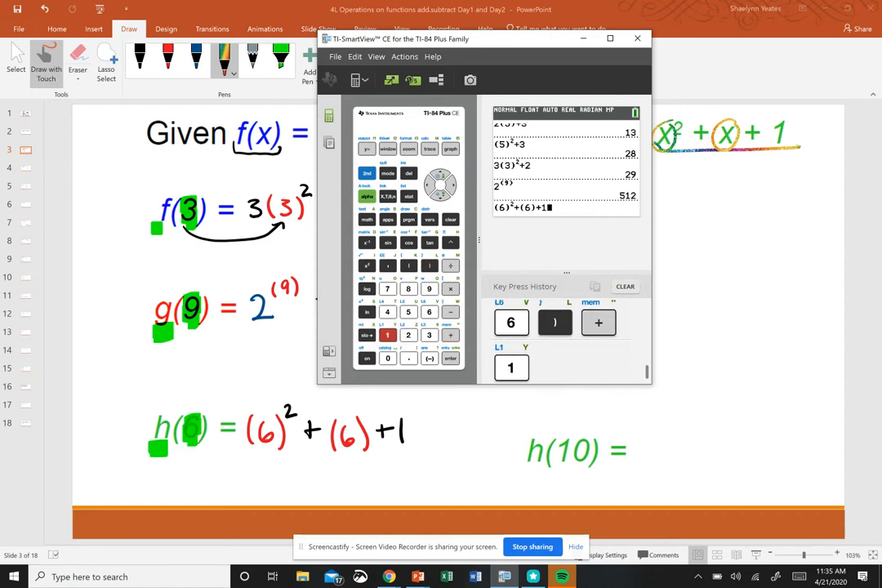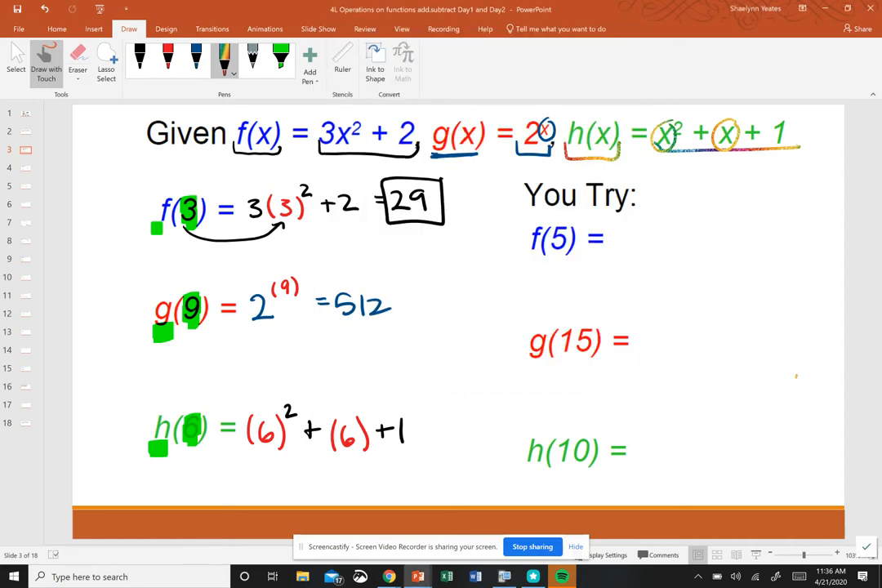Some of you might have recognized that some of these parentheses are redundant. The problem is when you're plugging in a negative number, these parentheses are super important. So I do want you to get in the habit of using these parentheses. Okay, and it equals 43. So 43 is my answer.